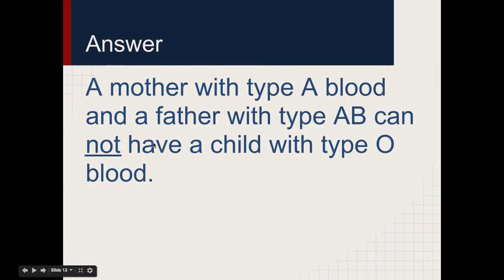So the answer is that a mother with type A blood and a father with type AB cannot have a child with type O blood, because in neither one of the Punnett squares did we come up with a child with type O.